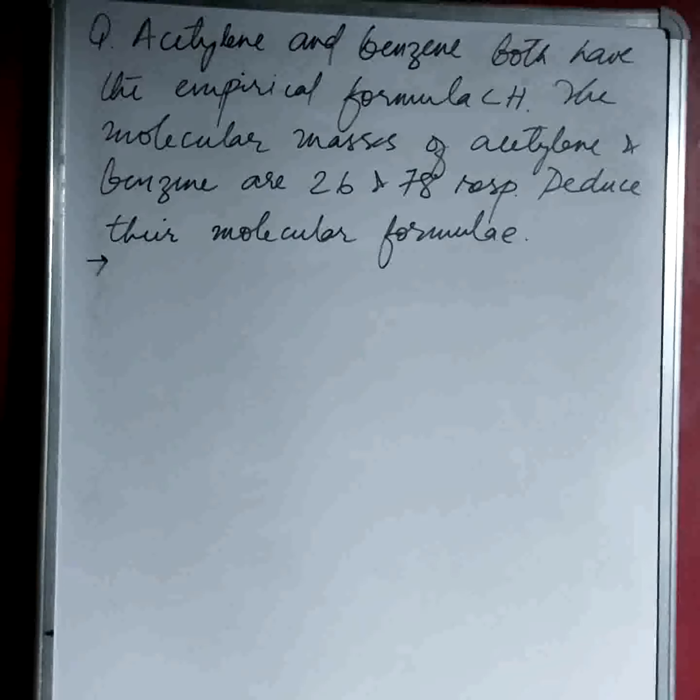So here's the question. Now, they have given us the empirical formula. Acetylene and benzene, we know both are hydrocarbons, so their empirical formula is CH. The molecular masses of both acetylene and benzene are given, 26 and 78 respectively. So we are asked to deduce their molecular formulae.